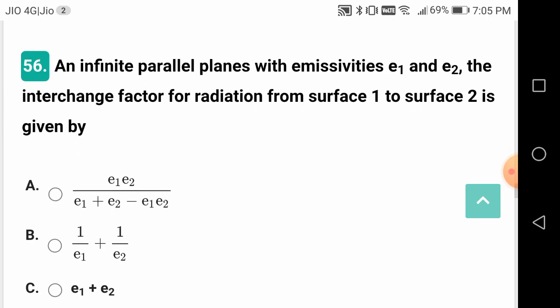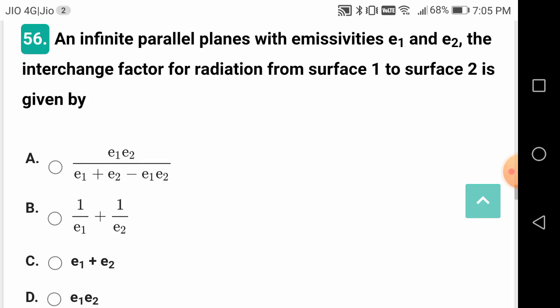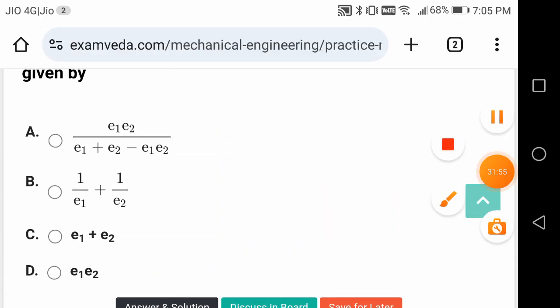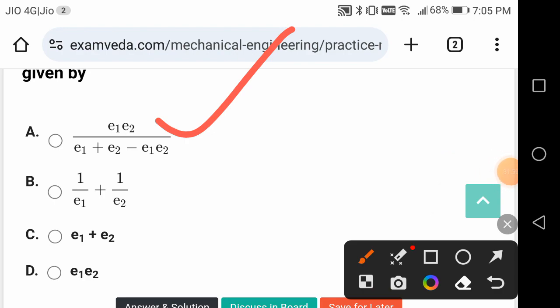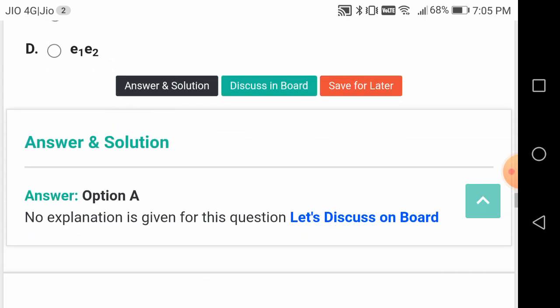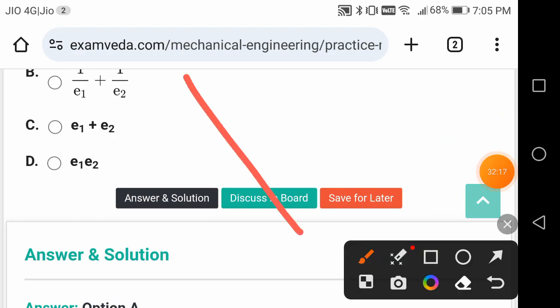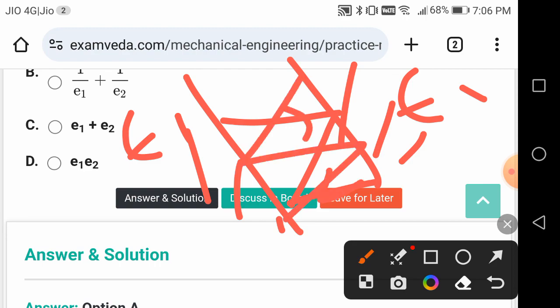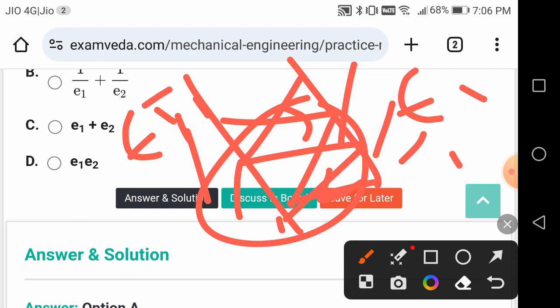For infinite parallel plates with emissivities E1 and E2, the interchange factor for radiation from surface 1 to surface 2 is E1 E2 by E1 plus E2 minus E1 E2. This is the effective emissivity, equal to E1 E2 by E1 plus E2 minus E1 E2. The situation is like this: there are two plates, emissivity 1 and emissivity 2, exchanging heat. Between these two plates, let us say temperature T1 and temperature T2. So he is asking about the effective emissivity.